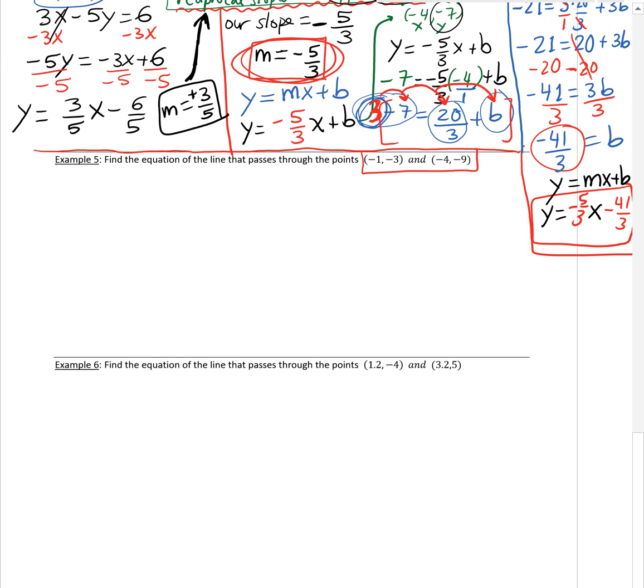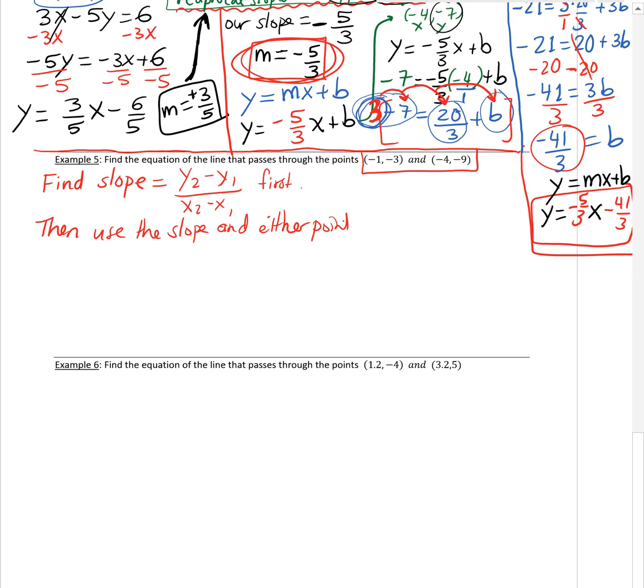What we're going to have to do is first find the slope. And what you'll have to do is use an old formula from a couple sections back. Remember, the slope between 2 points will be y2 minus y1 over x2 minus x1. That's the one extra step we'll have to do. We'll have to do that first, and then we can use the slope and actually either point. It's up to you. Okay, so we'll jump into it.